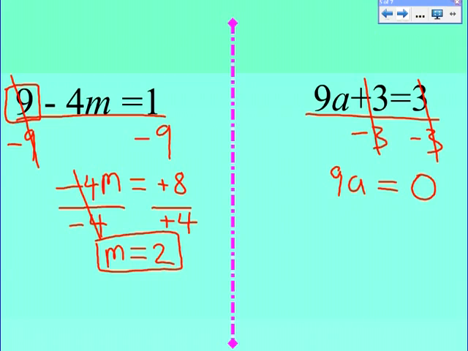Now continue on like you normally would. 9 times a, you have to get rid of 9 using division. Zero divided by 9 is 0. If you don't believe me, put it in a calculator.